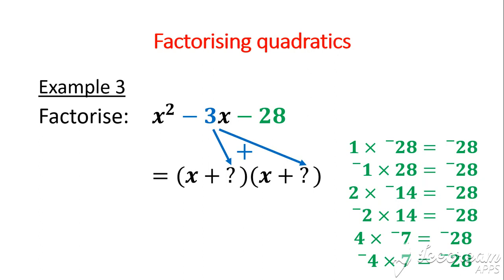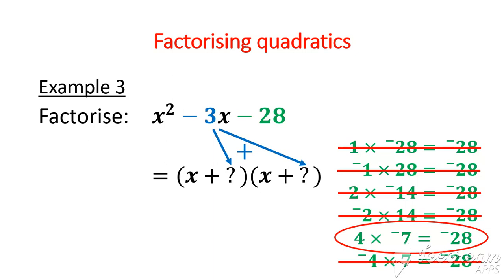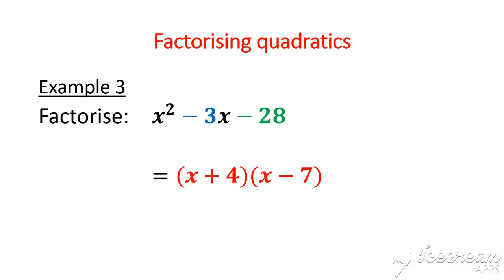They must add to get negative 3. So we're going to work through those lists and work out which pair adds up to give negative 3. And the pair that is correct is this pair here, because 4 plus negative 7 makes negative 3, or negative 7 plus 4 makes negative 3. So that's the pair I want. So I'm going to have a 4 and a negative 7 in the brackets. So it's going to be x plus 4 and x minus 7. And again, remember, you can swap the two brackets around.